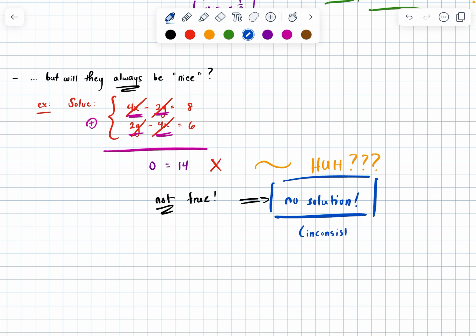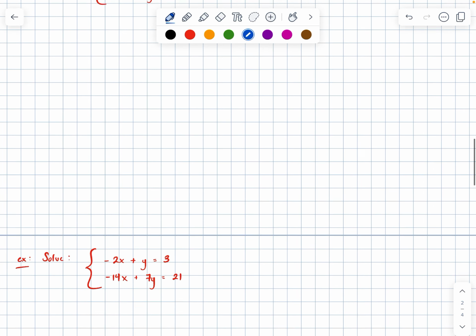There is no way that I could find any ordered pair x comma y that would make both of these equations true simultaneously. They would be parallel to each other. Fantastic. Let's see if we can apply this idea to some other examples.